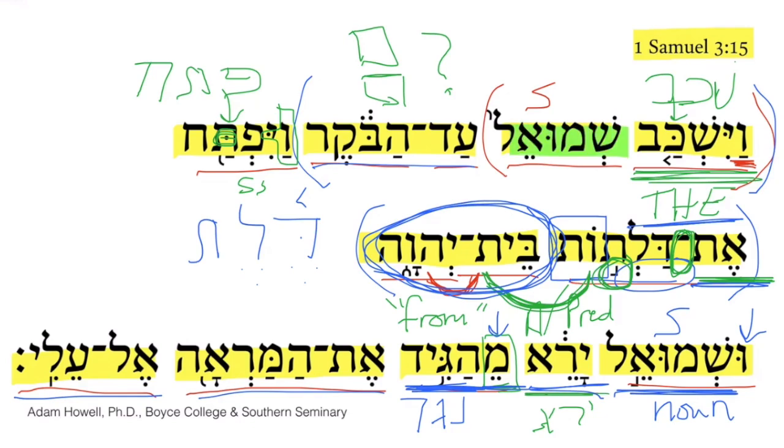So again, we'll finish with a whole translation of the verse one final time. Then Samuel lay down until the morning, and then he opened the doors of the house of the Lord. Now Samuel was afraid to declare the vision to Eli.